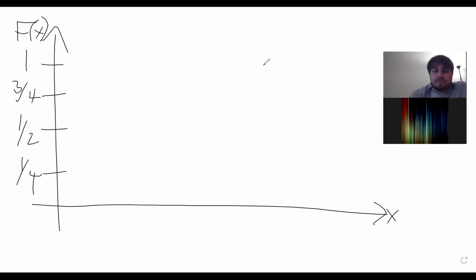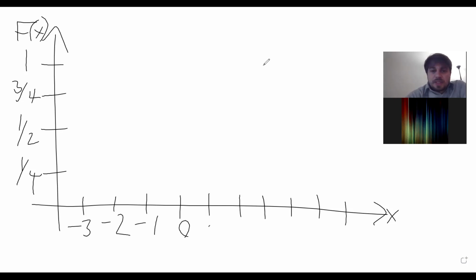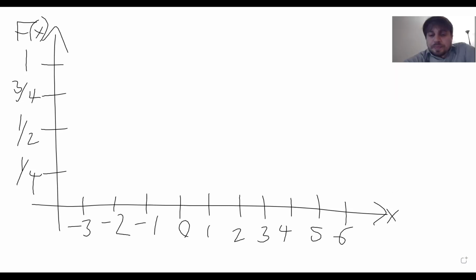Okay, here though, we're going to have negative 3. This y-axis does not mean that x is 0. This will be negative 3, negative 2, negative 1, 0, 1, 2, 3, 4, 5, 6. Those are values of little x over here. And this is going to be the graph of y equals capital F of little x.